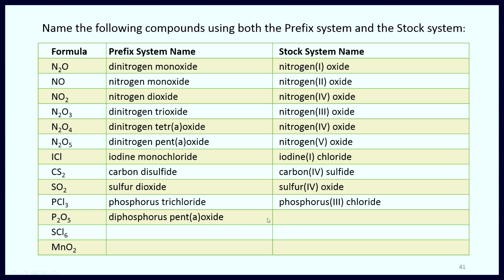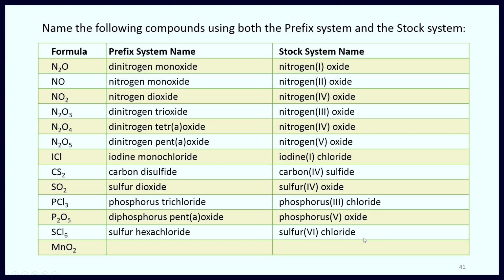Next we have diphosphorus pentaoxide. Again, don't use parentheses. Either use the a or drop it. It's either pentaoxide or pentoxide, your choice. Or it's phosphorus(V) oxide. Here's sulfur hexachloride or sulfur(VI) chloride.